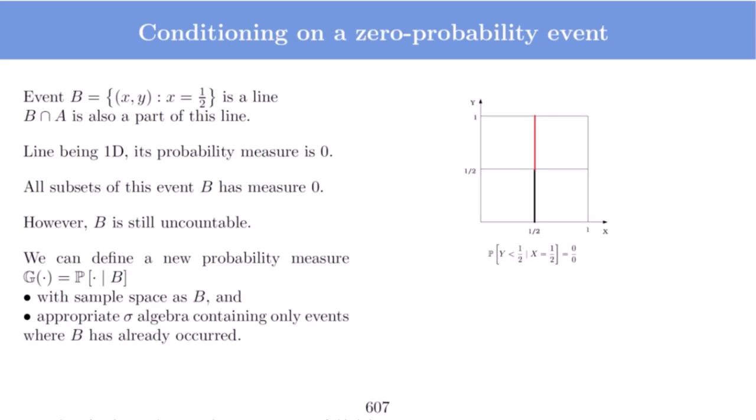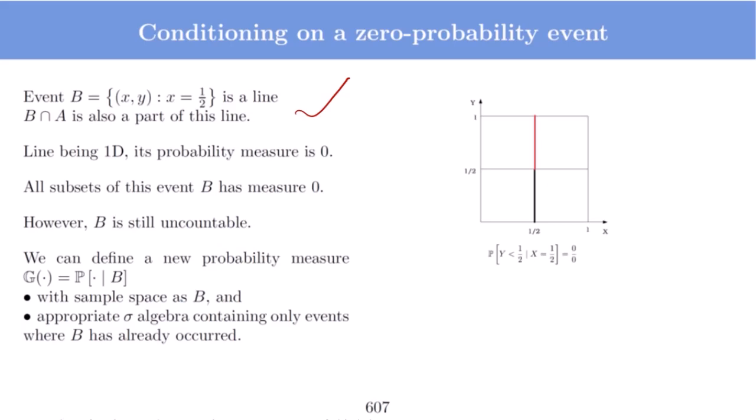So the point to notice here is B is a line and B intersection A is also a line. Because a line is 1D, the probability measure of B and all its subsets is 0. Right? But B is still uncountable. It's a line. It's a very small set of the whole two-dimensional rectangle. It is so small that its measure is 0, but it is still uncountable.